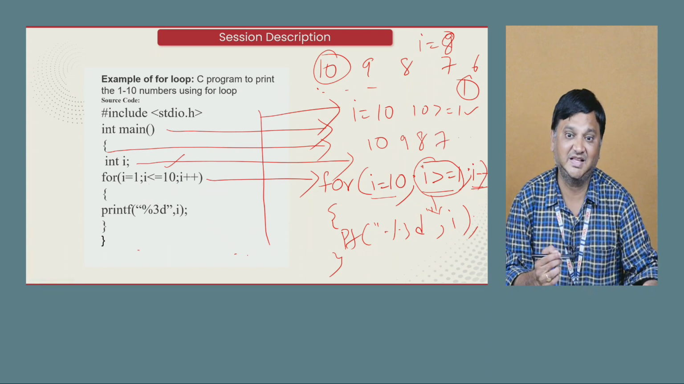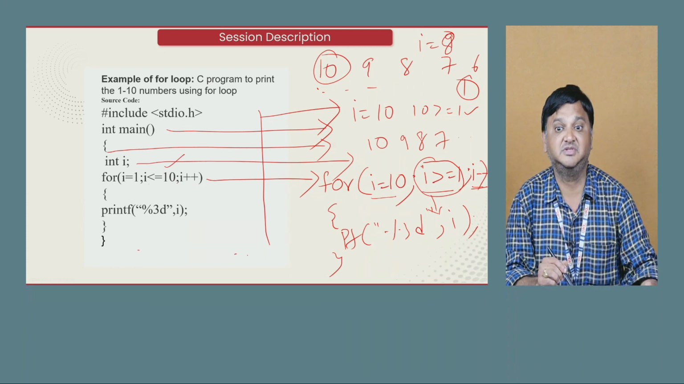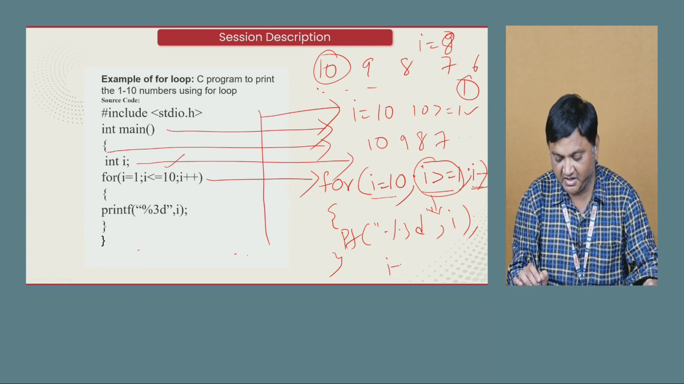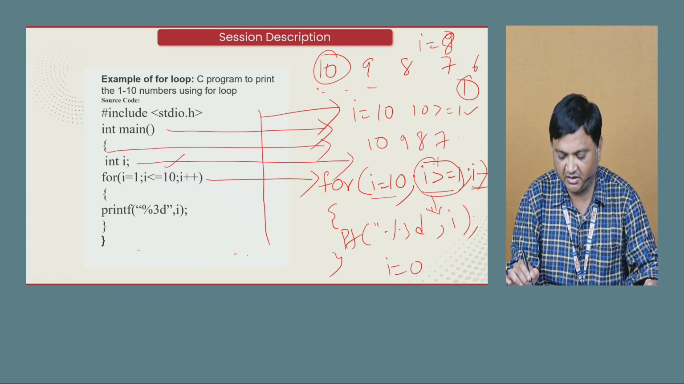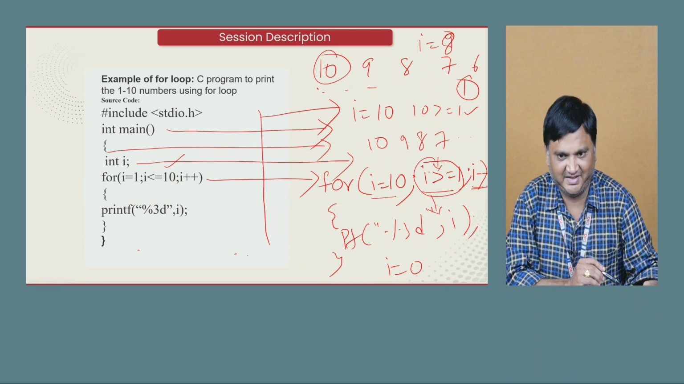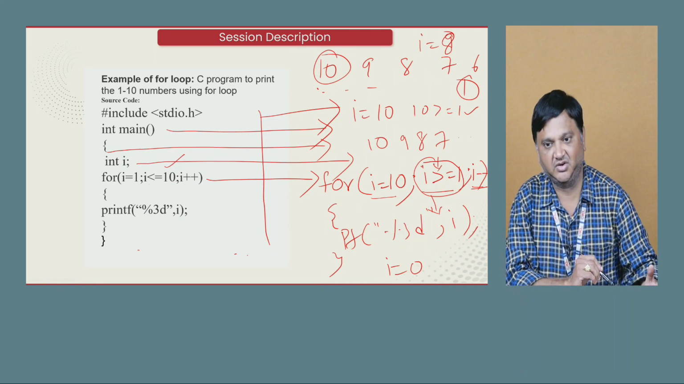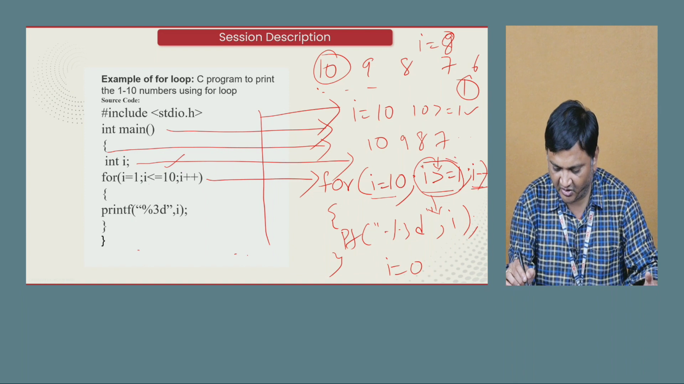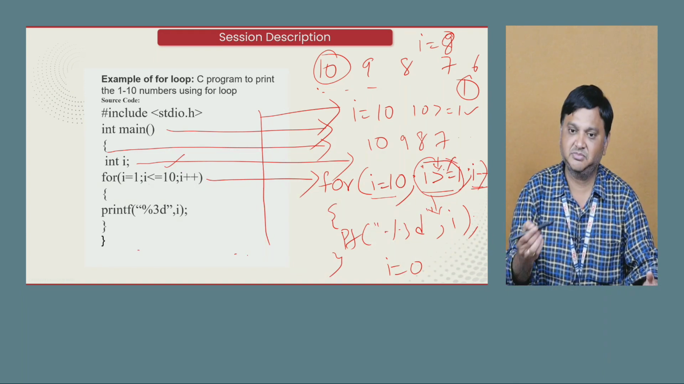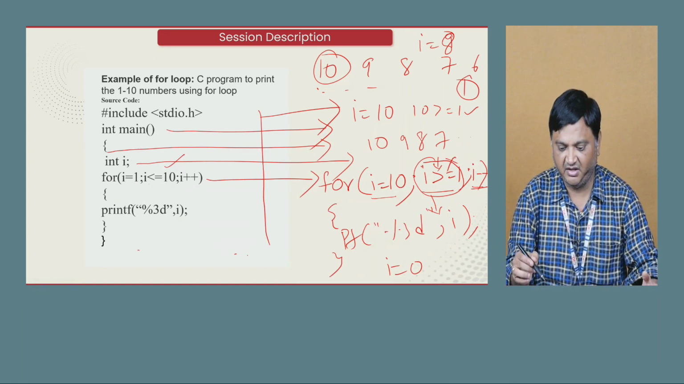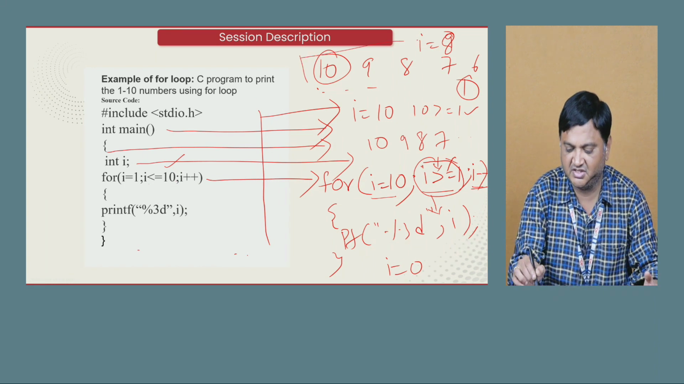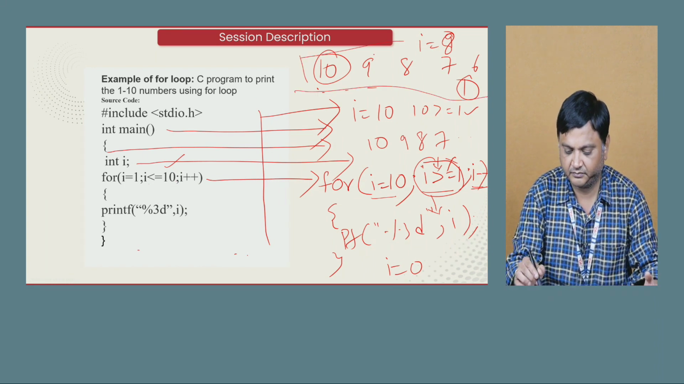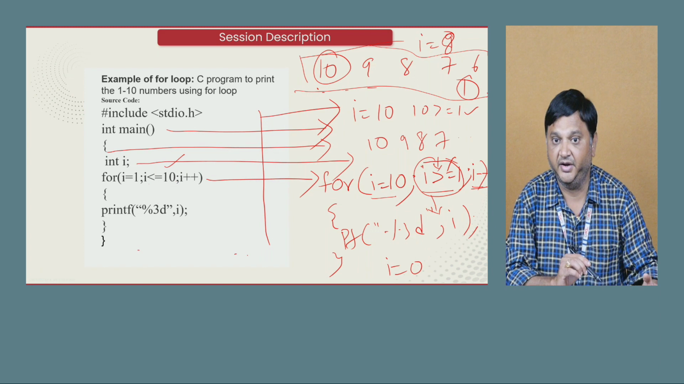Now tell me, what is the last value of I? I will become 0. When I becomes 0, is this condition satisfying or not satisfying? Yes, it is not satisfying. 0 greater than or equals to 1 is false. That's why it comes out of the loop, and finally if you carefully observe the output on the screen, you can see the numbers printed from 10 to 1.